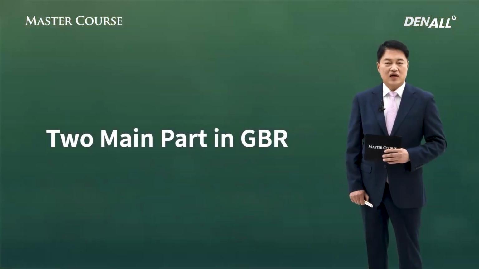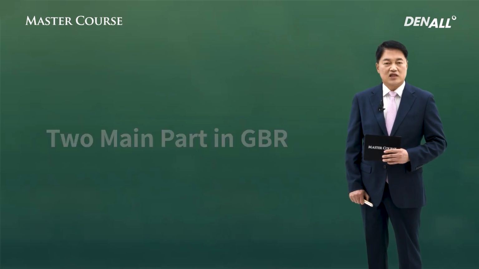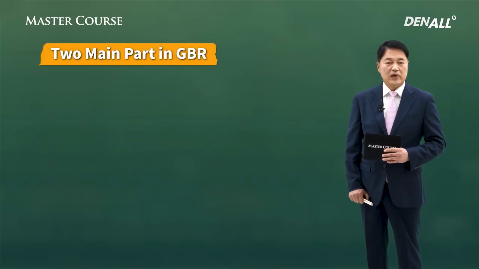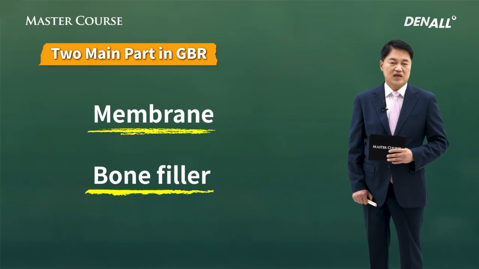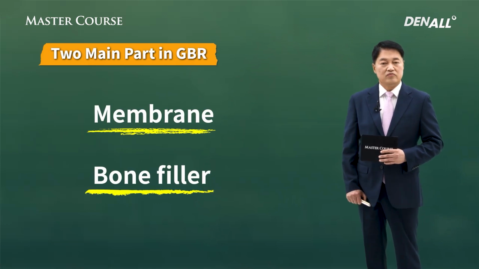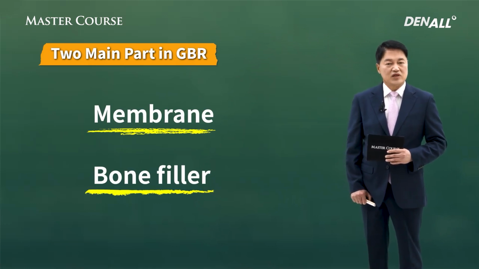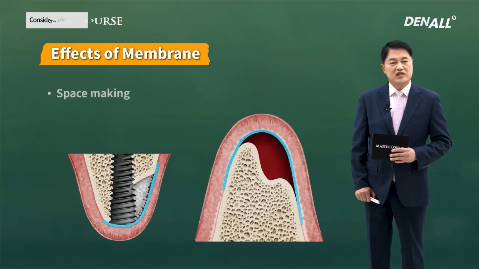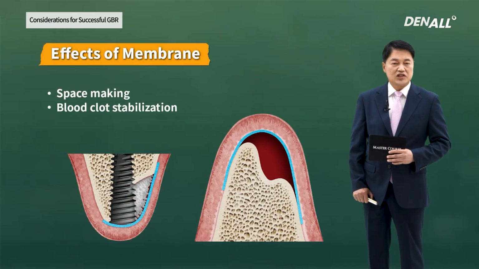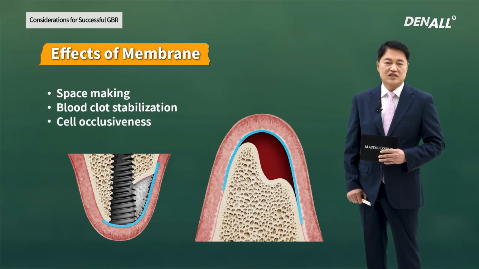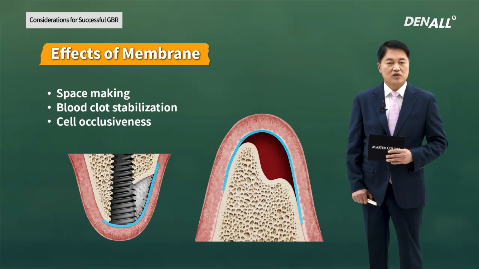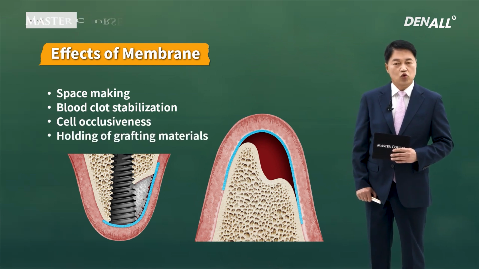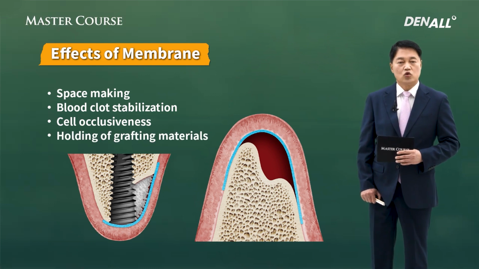Two main parts in GBR. It can be divided as membrane and bone filler. I'm going to talk about membrane. Membrane's role: it makes space and stabilizes blood clot, and it provides cell occlusiveness to prevent epithelial tissue or connective tissue from coming in, and it also holds graft materials.